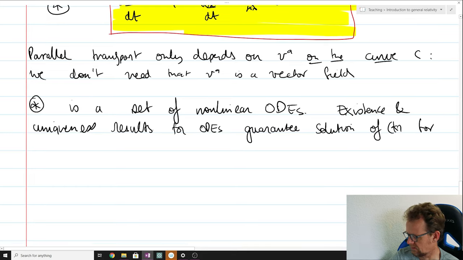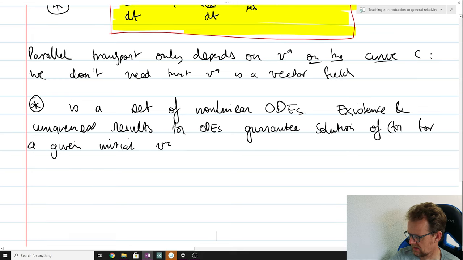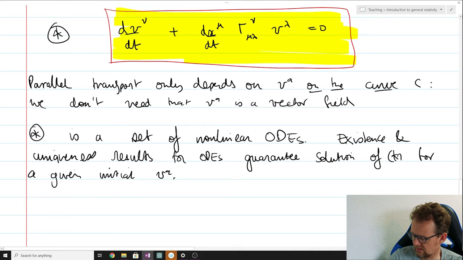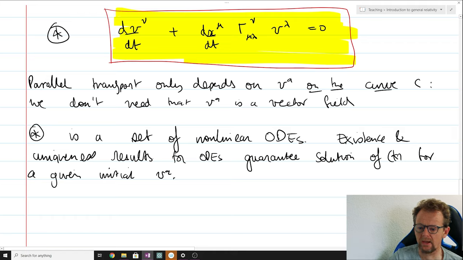And here is a very interesting observation. Given an initial VA, what that already tells us, this little bit of information that there's a solution to this equation for a given initial point, is that once you've specified the vector VA at the beginning of the curve that you want to parallel transport it along, you've actually determined VA entirely along the curve. So it's not an arbitrary vector that is defined along the curve. It's completely determined by the starting point.